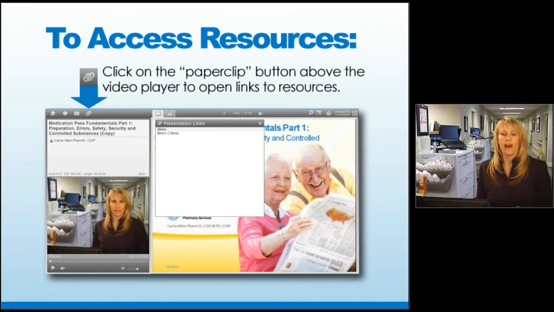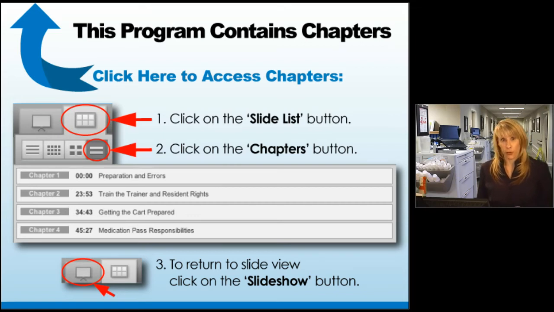right from your computer. Another thing we've done to make things easy for you is we've chaptered this particular program so you can jump as much as you want from one chapter to the next chapter. So the first thing to do in order to do that is click on the slide list button. To me, it kind of looks like a bunch of little windows. And then the second thing that you're going to do is click on the chapters button. That looks like 2 little lines off to the side. And then you click on the chapter. It's going to show you the window talking, and if you want to get back to seeing the slide and me talking together, then there's a step 3 that shows you how to do that.